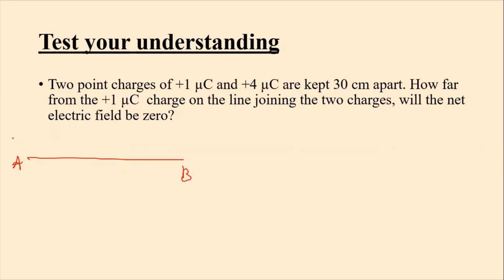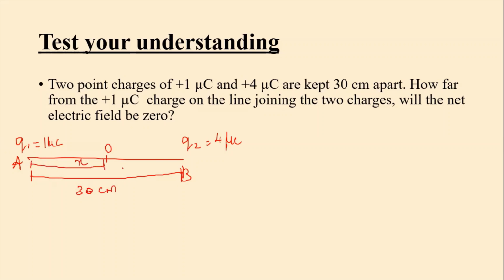And we are placing charge Q1 is equal to 1 microcoulomb here. Q2 is equal to 4 microcoulomb here. Okay. And we want to calculate the point from Q1. You have to check at what point the net electric field will be 0. Okay, so we'll take that point O. So now the total distance is 30 centimeter. Now, please understand carefully. If this distance is X, this distance will be 30 minus X. Very good.